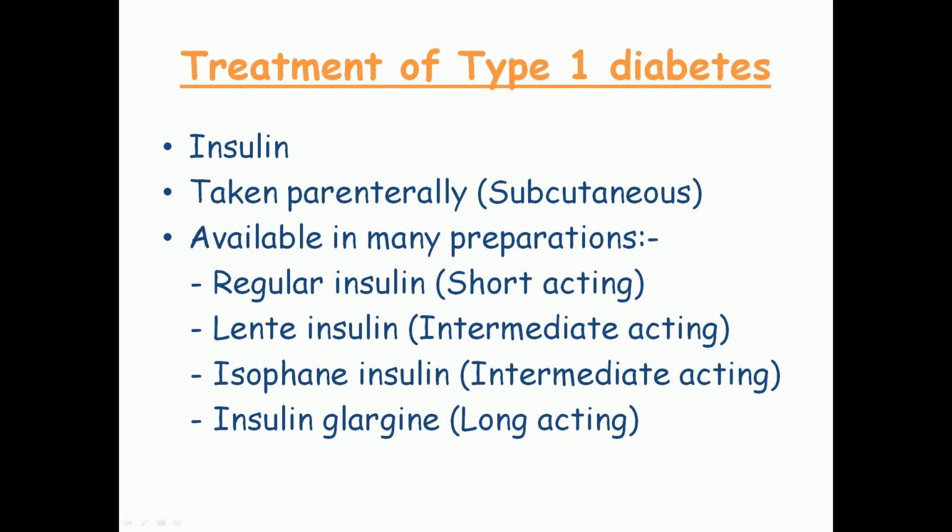The short acting insulin is the regular insulin. The intermediate acting insulin is the one which includes lente insulin and isophane insulin. The long-acting insulin includes insulin glargine.